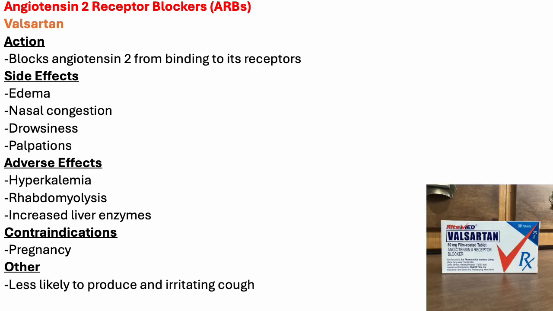Next is the angiotensin 2 receptor blockers, which are your ARBs. The drug is valsartan. The action is to block angiotensin 2 from binding to its receptors. Side effects are going to be edema, nasal congestion, drowsiness, and palpitations. Adverse effects are going to be hyperkalemia. Again, this is why you don't give it with spironolactone. Rhabdomyolysis, which is muscle breakdown, and increased liver enzymes.